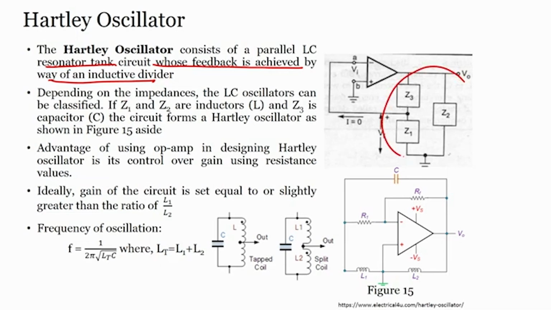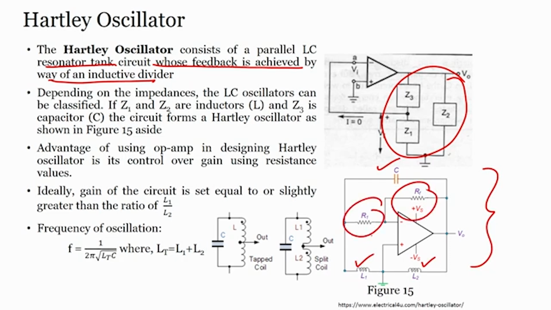This is a representative circuit where you can see that the feedback circuit is given by Z1, Z2, Z3. In the case of the Hartley oscillator, Z1 and Z2 will be L and Z3 will be C. That means we have two inductors and one capacitor. If I draw the circuit, you can see inductor 1, inductor 2, a capacitor, and this feedback resistor can be used to change the gain. Depending on the impedances, the LC oscillators can be classified.